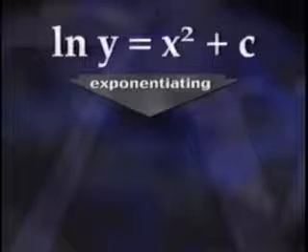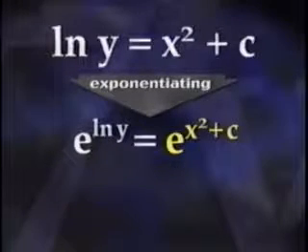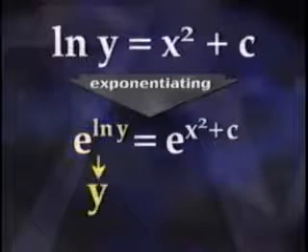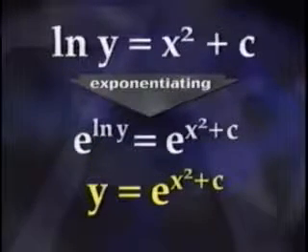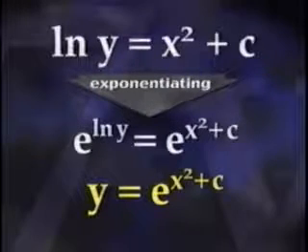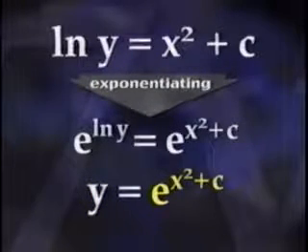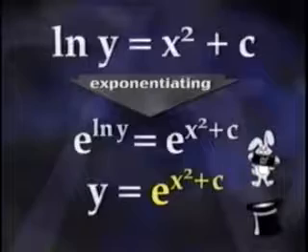Exponentiating both sides of the equation, we get e to the natural log of y equals e to the x squared plus c. Since e to the natural log of a variable equals the variable, we've just got a little old lonely y on the left side. So we have y equals e to the x squared plus c. Now for the right side, we've got to do a few more tricks to whittle this thing down.